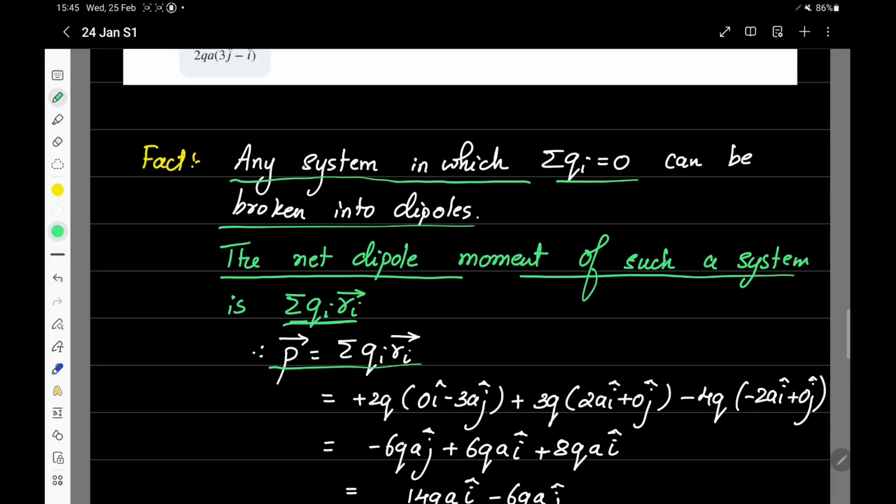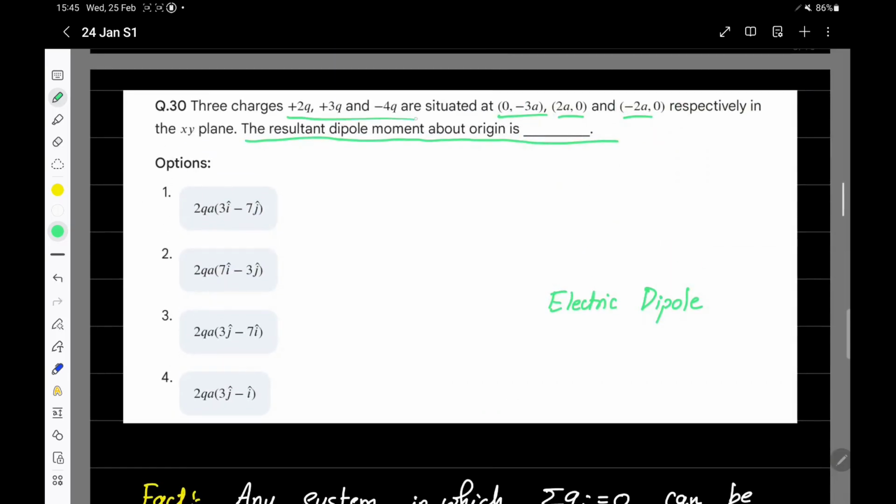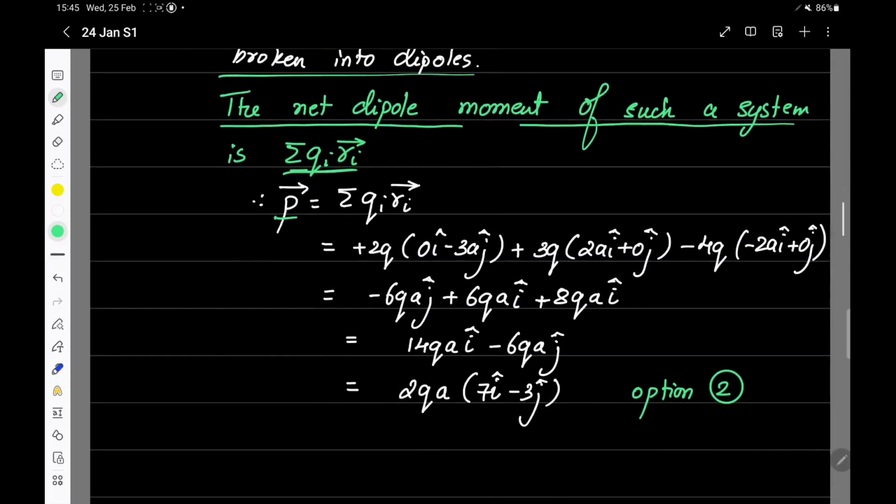This definition is not given in NCERT. However, this is the definition of dipole moment in general. So you need to know this because this question can be asked again. So how you get dipole moment of any net zero charge system? It will be sigma qi ri vector, where this is the sum of the product of charge and position vector of all the charges with respect to origin. However, here it's not a net zero charge system, right?